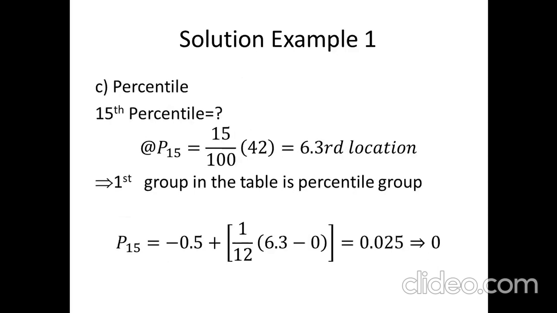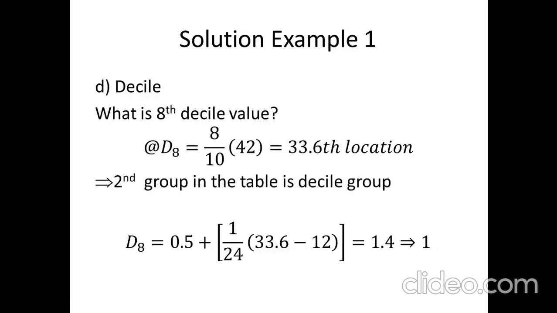The location of the percentile is 15 upon 100 into 42, which is 6.3. That is, the 6.3rd location in the data set is the 15th percentile, for example. And the 6.3rd location is in the first group. So we just plug in the required values of the first group. There is the lower value of the class boundary plus the height of the class, which is 1, divided by 12, which is the frequency of the group, and 6.3, which is the factor that we obtained from 15 upon 100 into 42, and minus 0 because there is no cumulative frequency preceding the first group. The answer comes out to be 0.025, which can be truncated to 0 because this is the group value.